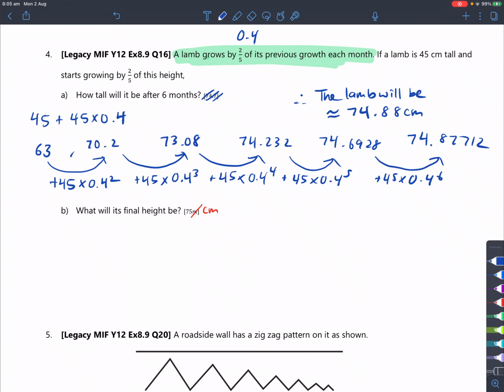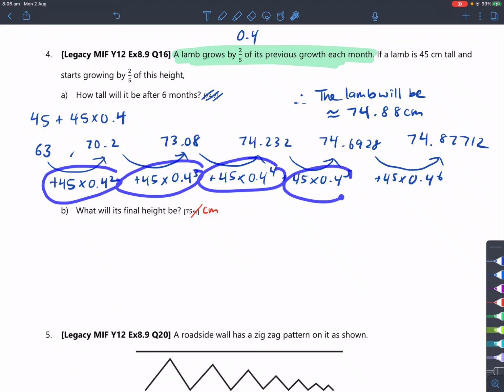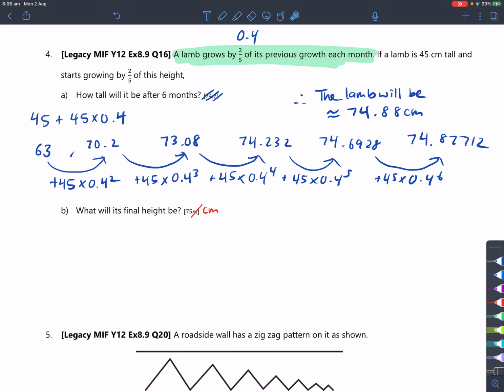Right, then we can have a look at question B. Now what will its final height actually be? Right, so let's have a look at what's actually happened. We started off with 45. We added 45 times 0.4 to that. Then we got this answer, and then we kept adding this, all the way to the end. Okay, it keeps on growing.